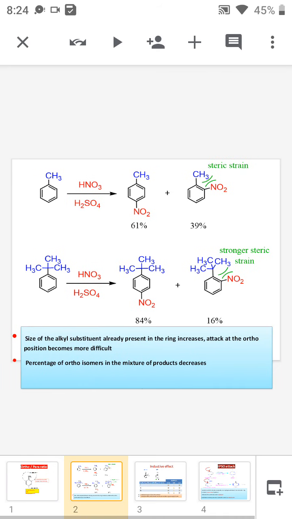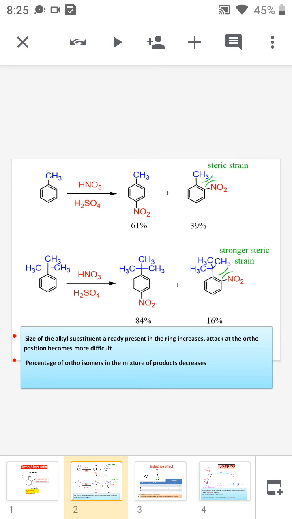First of all, consider the example we discussed earlier, toluene. If you add the nitrating mixture, that is HNO3 and H2SO4, naturally we will get nitrotoluene. Here in this example we will get the para product as 61%, whereas the ortho product is only 39%. This is because the CH3 is a little bit bulkier than hydrogen, so it produces steric hindrance in the ortho position.